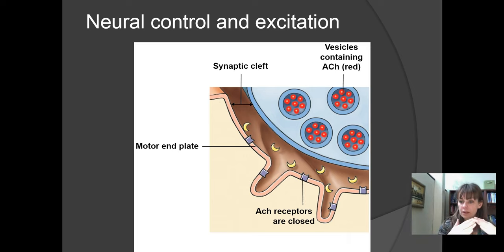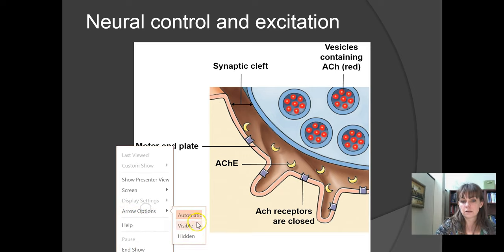Junction means the coming together of two things, and what do we have coming together? A neuron and a muscle. So neuromuscular junction. Okay. Now, on the motor end plate side are going to be acetylcholine receptors. Now this is before contraction, so this is at rest. And we're going to talk about this molecule, acetylcholine esterase, that is found in the cleft, in a little bit.